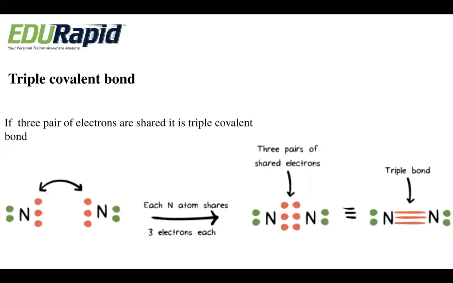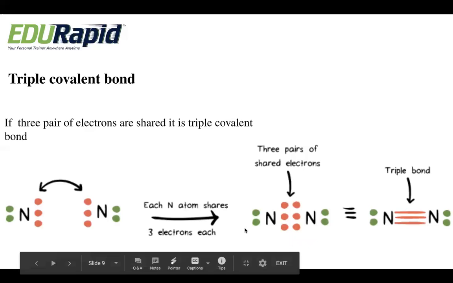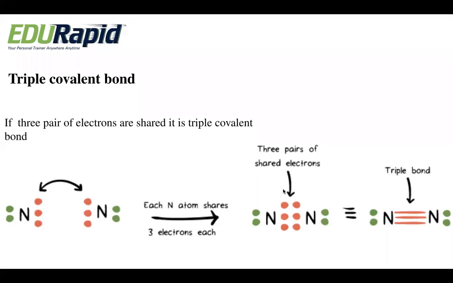Again, to reach the octet, the nitrogen is in search of 3 more electrons to reach its octet electronic configuration. Without that, it is highly unstable. So this nitrogen atom will combine with another nitrogen atom. Each nitrogen atom shares 3 electrons.